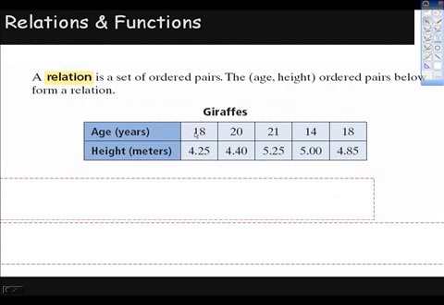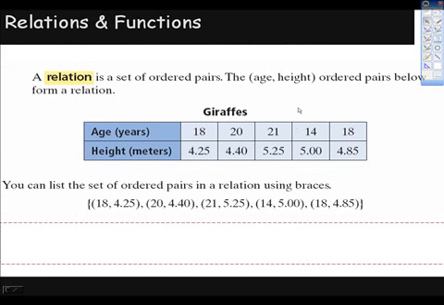18 would be related to 4.25. 14 would be related to 5, for example. You can use this list also. You can set it up in ordered pairs so that you don't have to look at a table. Sometimes one representation is a little easier to use than the other, depending on what you're trying to do with it. So, for example, 24.4 is the same as the point 20 comma 4.4.